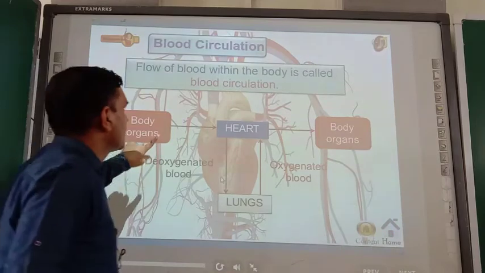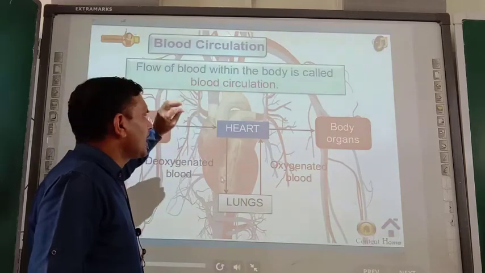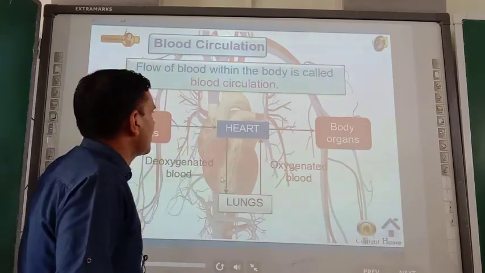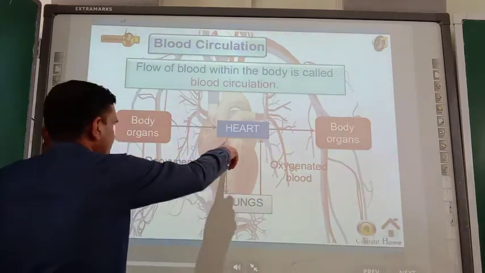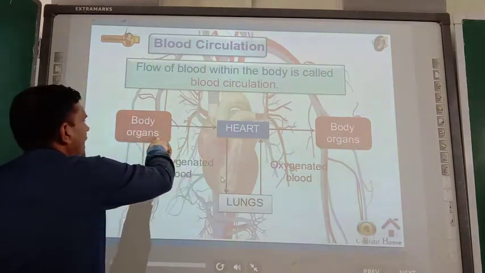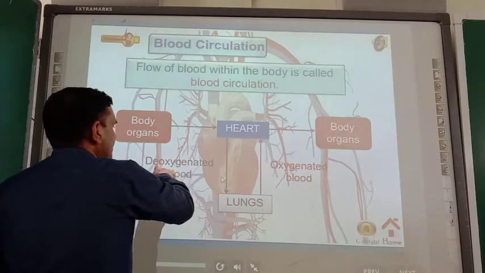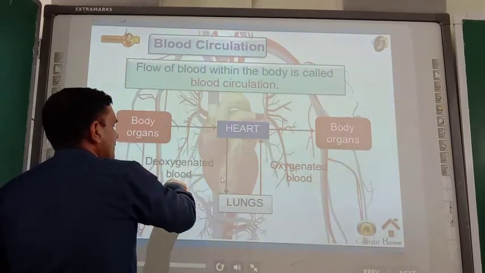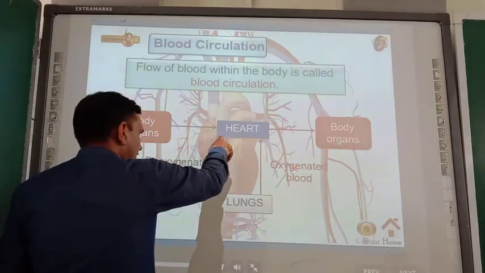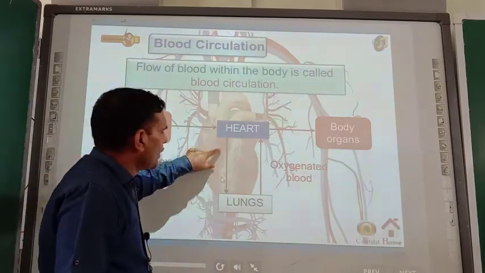So dear cadets, don't get confused. Flow of blood within the body is called blood circulation. And in the last video, yesterday's video, everything I have explained. Again I am explaining here. Just see. The heart is receiving blood from body organs. Just see this arrow. What kind of blood is it receiving? Deoxygenated blood. Deoxygenated blood means carbon dioxide rich blood. Who is receiving? Heart. And now it is sending it to the lungs by the pulmonary artery.